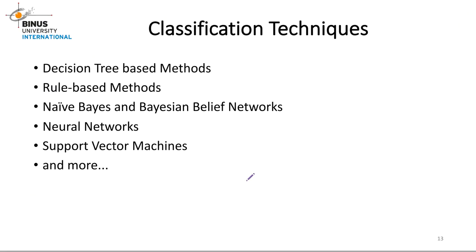Okay, these are some common techniques in classification. We're going to talk about decision tree. Rule-based method is similar to decision tree. Naive Bayes, we already talked about. Neural network, we're going to talk about next week. We're not going to talk about this one, and many more.